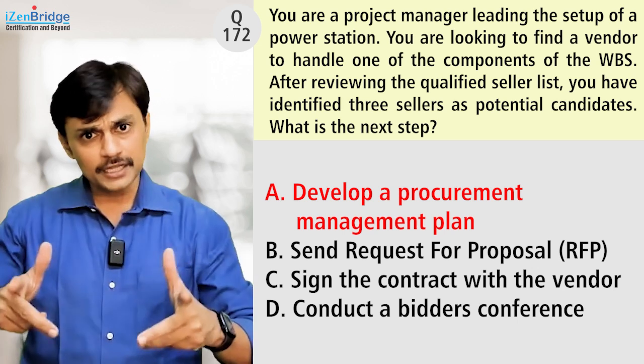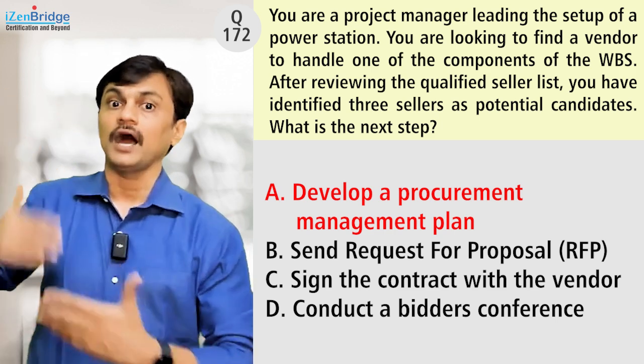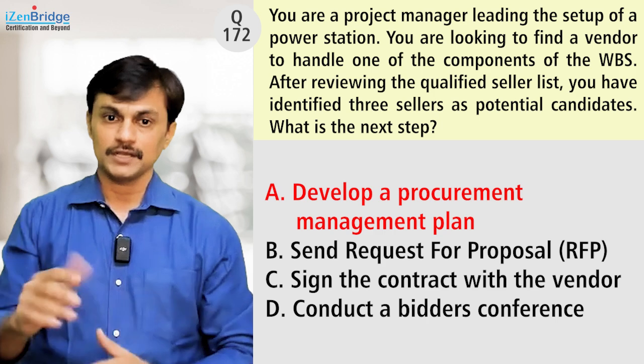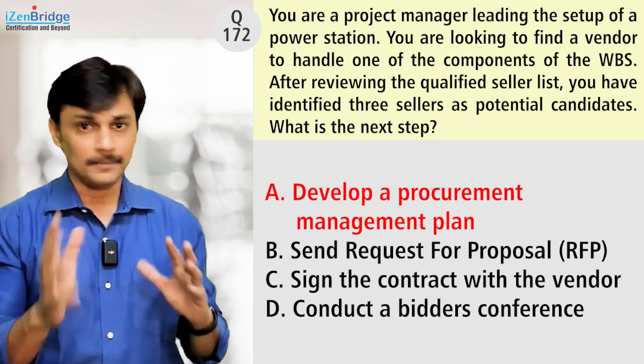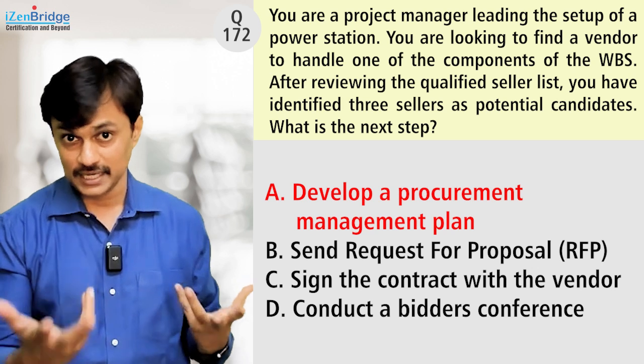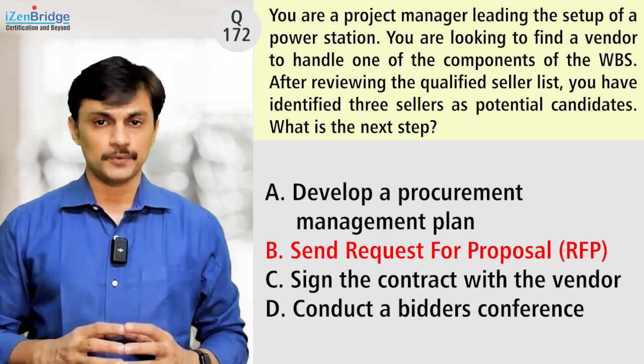And if that is already in place, I need to do something next now, rather than going backward and saying I need to develop a procurement management plan. So I can ignore this option. It looked needed, but yes, it is expected to be a done activity by now. Option B, send a request for proposal, RFP.